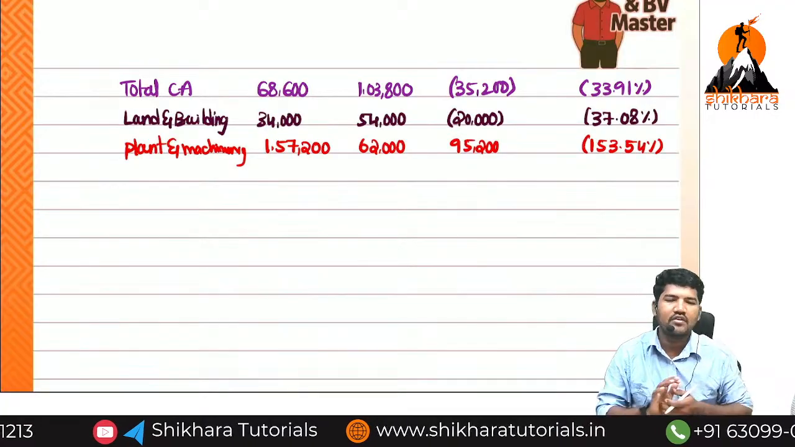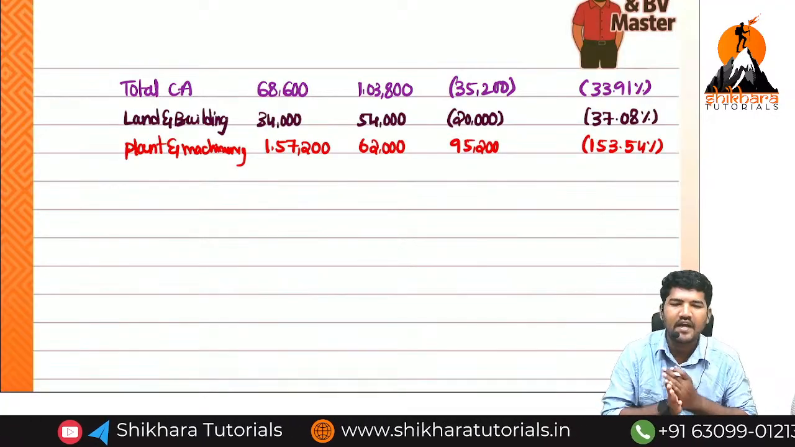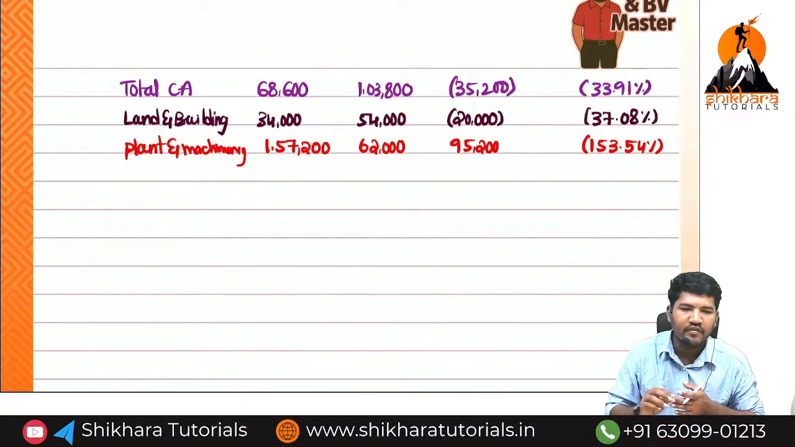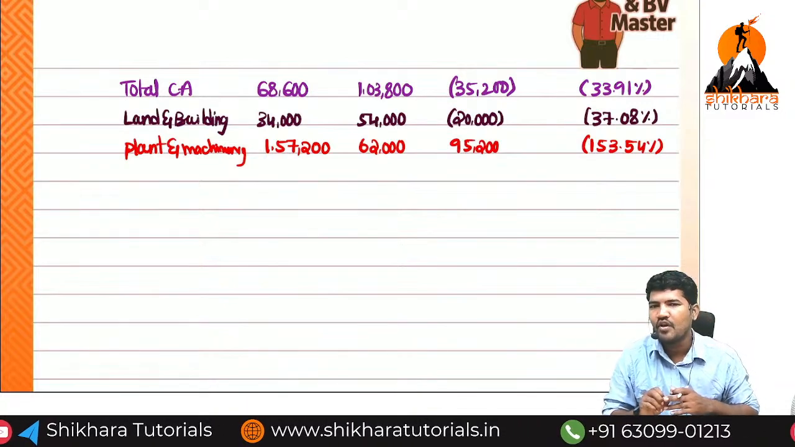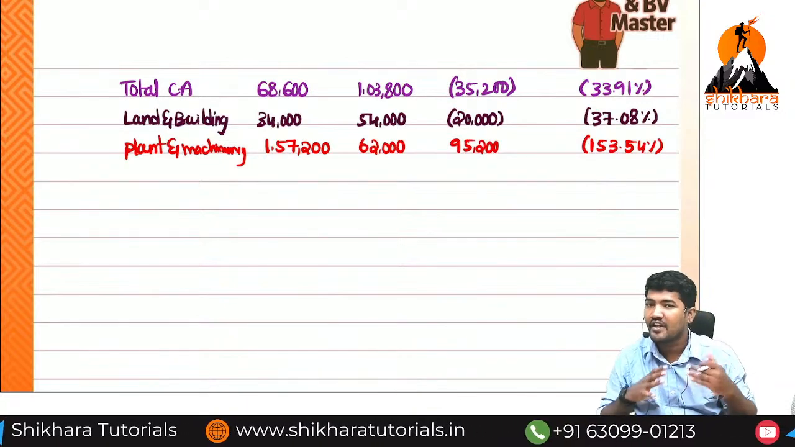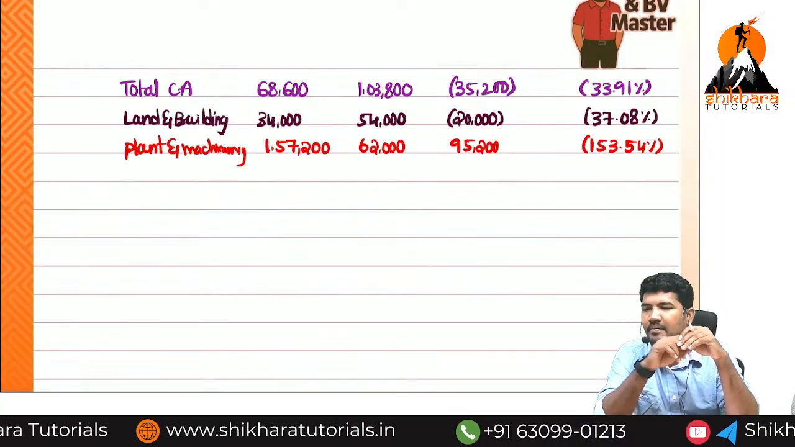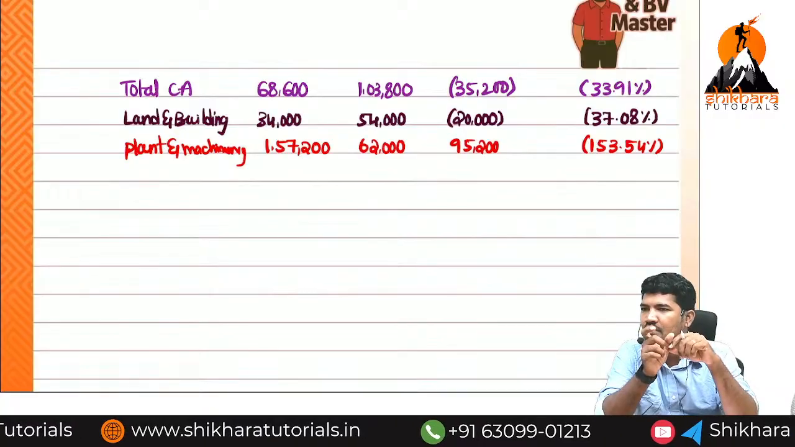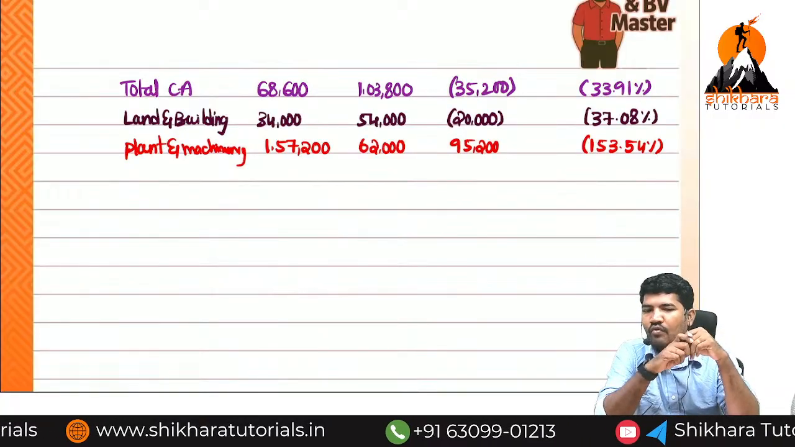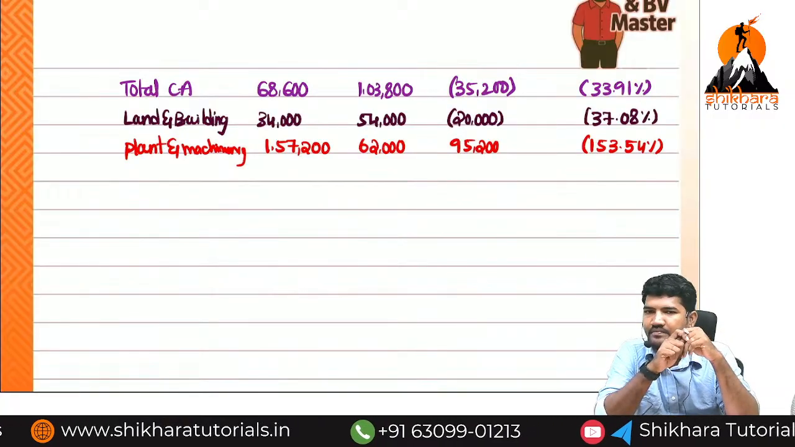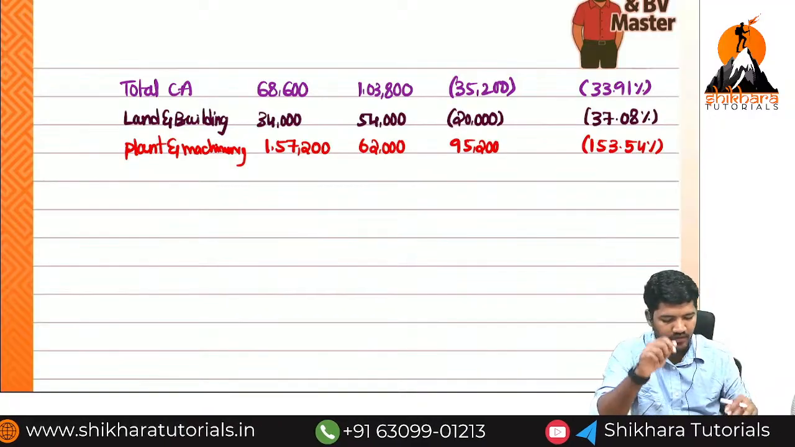Comparing to last year, our assets value increased; our plant and machinery increased by 153.54%. It means we purchased more plant and machinery compared to last year. If last year we purchased machinery for only 100 rupees, this year we are purchasing for 150.54 rupees. Guys, clear? Done. What next?